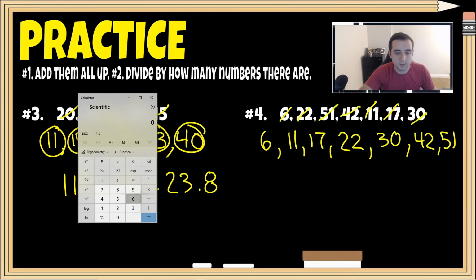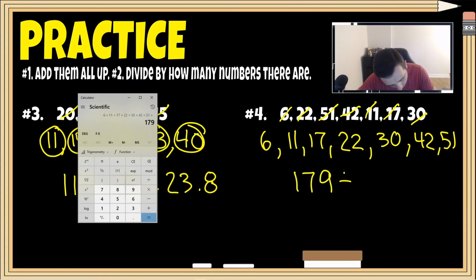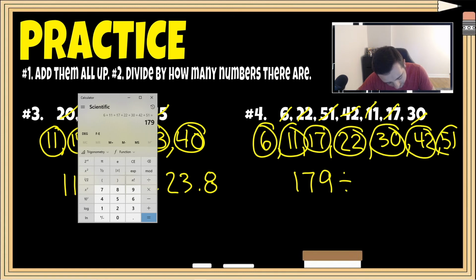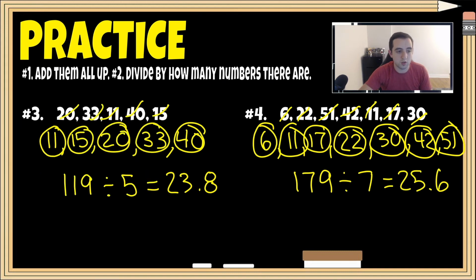We'll go ahead and add these. So we have 6 plus 11, 17, 22, 30, 42, and finally 51. So we get 179, and we are going to divide all of this by 1, 2, 3, 4, 5, 6, 7. So divided by 7, and if we do that on the calculator, we end up getting 25. And if we round it, we're going to have 25 and 6/10. So 25 and 6/10. So hopefully you went 2 for 2 on the practice problems.